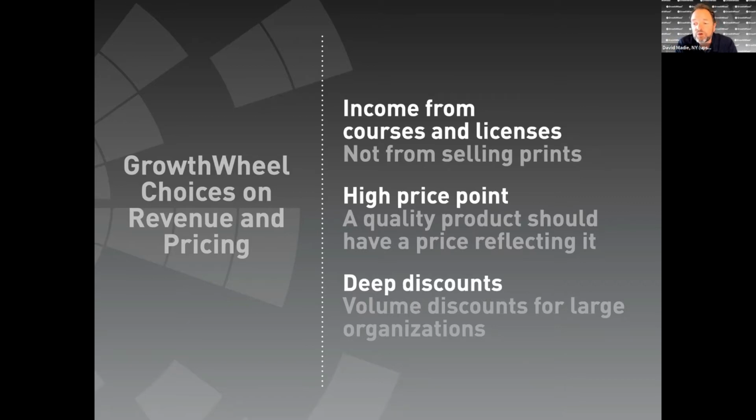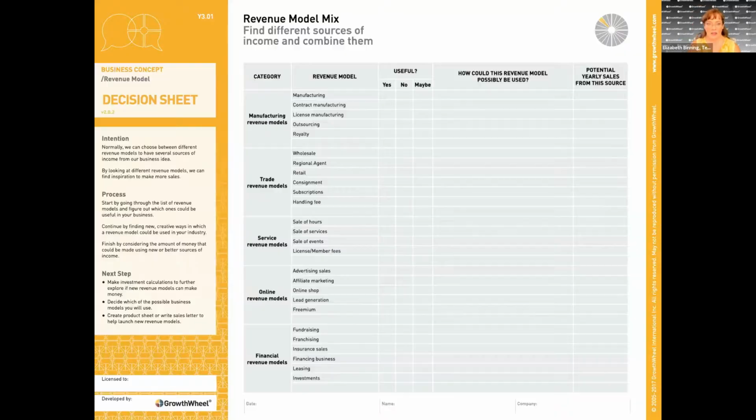The question is for you. What choices should your clients make about their revenue and pricing models? And some of the decision sheets your clients may look at would be the revenue model mix. So helping clients think through those different sources of income and how they can combine those, and are they useful? How can that revenue model possibly be used, and what would the potential sales be from that source?